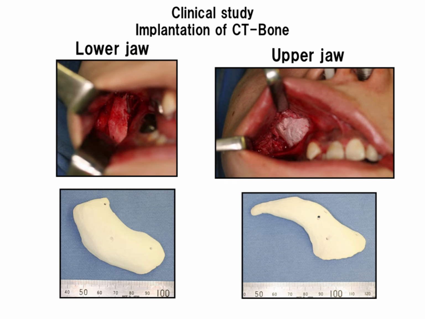The implant was inserted without invading facial tissue. This allows for minimally invasive treatment for the patient. CT bone fits well into the defect and has excellent retention, so it was fixed in place by covering it with periosteum, allowing for good operability.